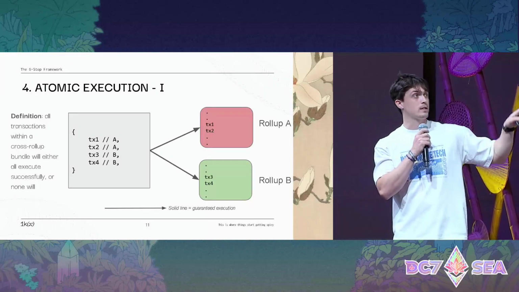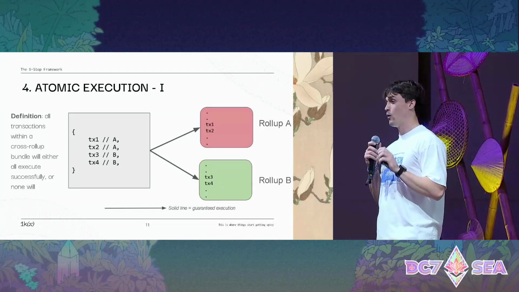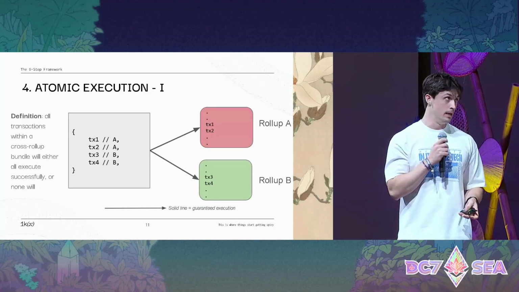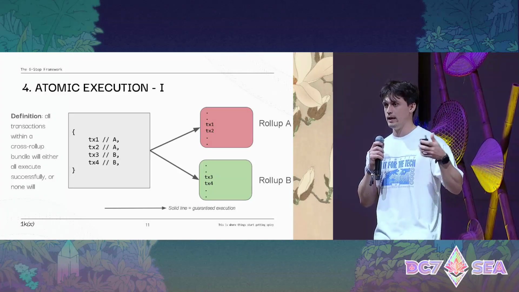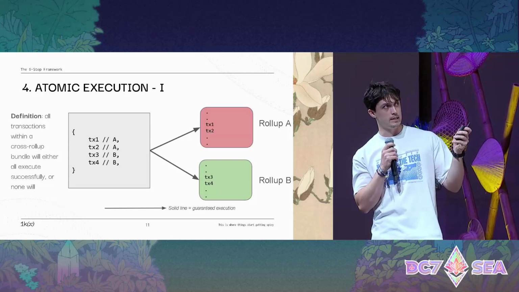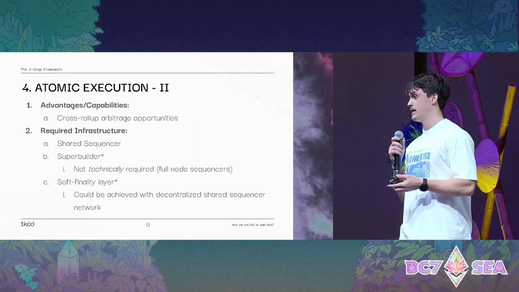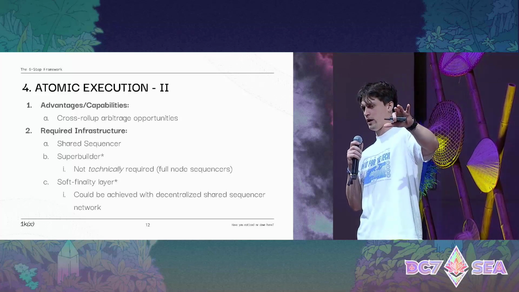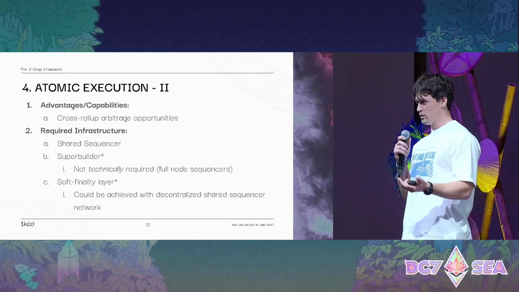So next we have atomic execution. And the idea here is the exact same as atomic inclusion, but now we can guarantee that these transactions will execute. And when I say execute, that means they're going to create the required state change that they were intended to create on the chain that they were intended to go to. And this is really, really important because now for things like cross rollup arbitrage, we have guarantees. If you don't have guarantees, you might get involved in a case where one of your arbitrage transactions goes through, the other does not. You don't actually profit. People do this right now.